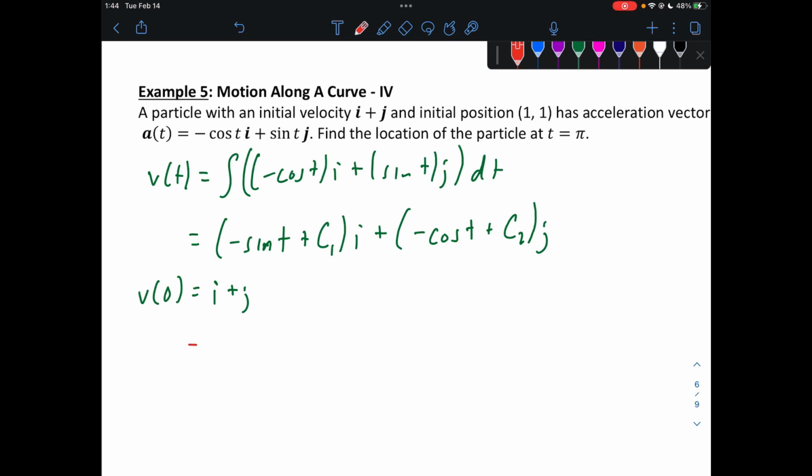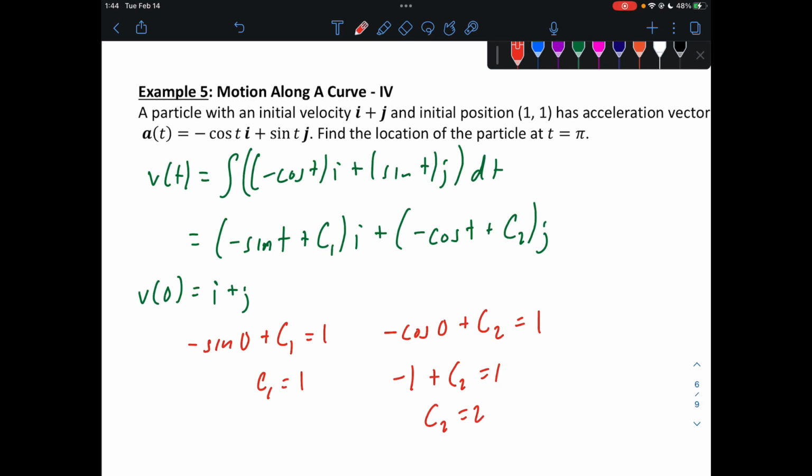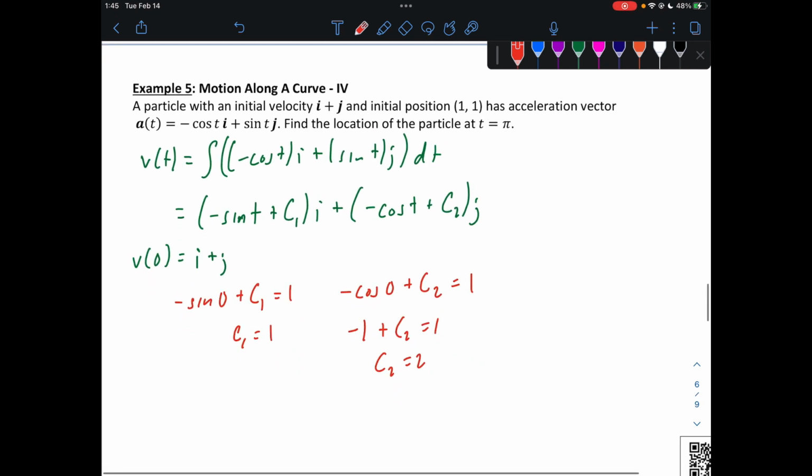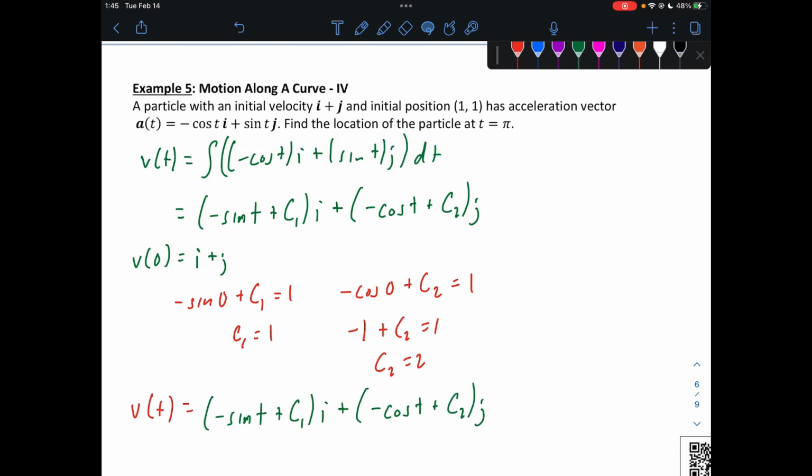So negative sine of 0 plus c1 equals 1, and negative cosine of 0 plus c2 equals 1. Sine of 0 is 0, so c1 equals 1. Cosine of 0 is 1, so negative 1 plus c2 equals 1. c2 equals 2. So now I can rewrite my velocity function as this, replacing c1 and c2 with those constants.